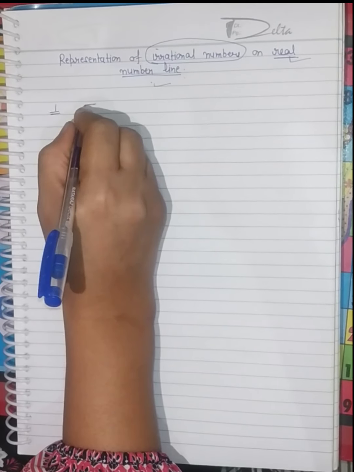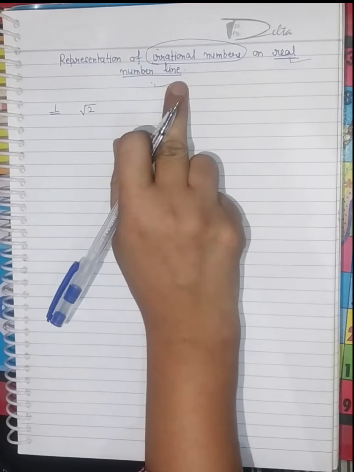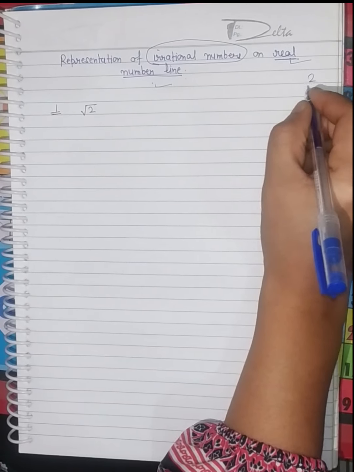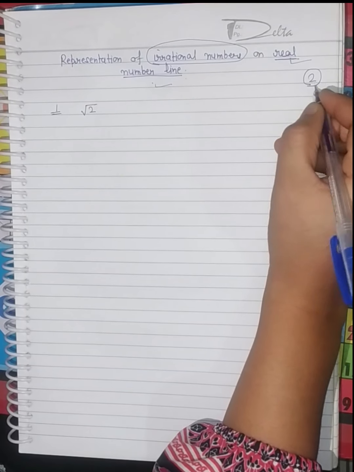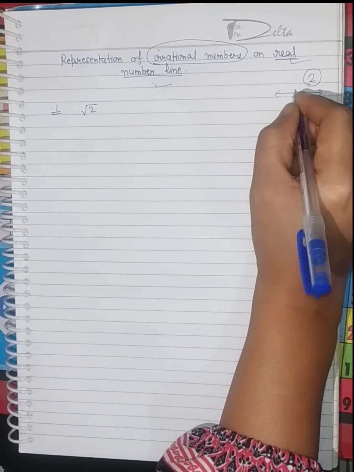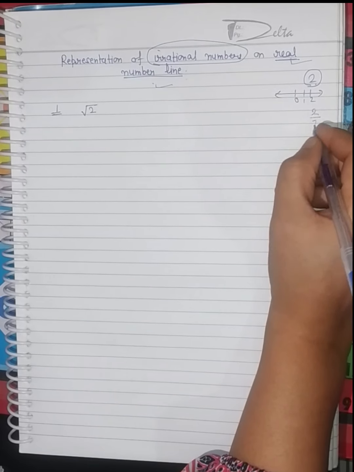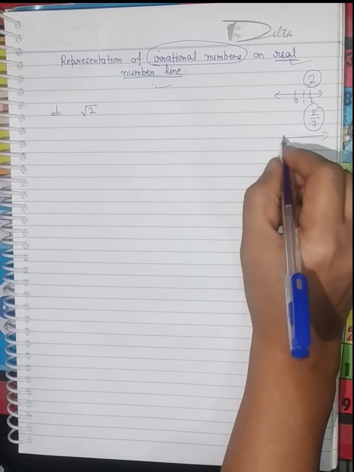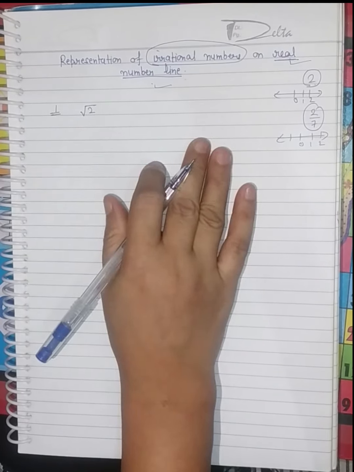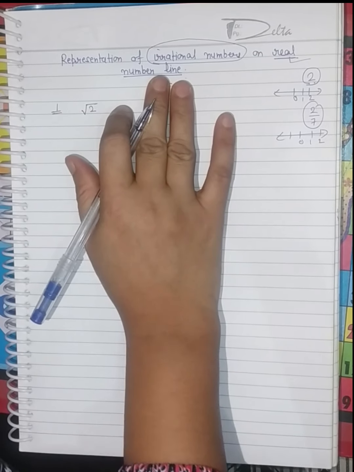First, I am taking root 2. Then, how to represent root 2 on the number line? In the previous classes, we have represented 2, which is a natural number, also a whole number and an integer, on the number line. You already know how to represent it. Same in class 8, we have represented 2 by 7, which means rational numbers, on the number line. Now this time we are going to represent irrational numbers on the number line. Then how to represent it?